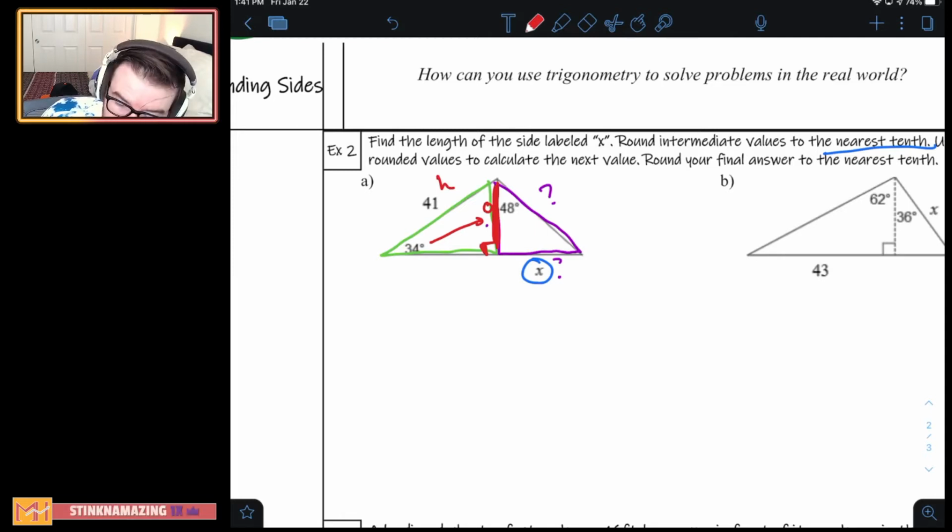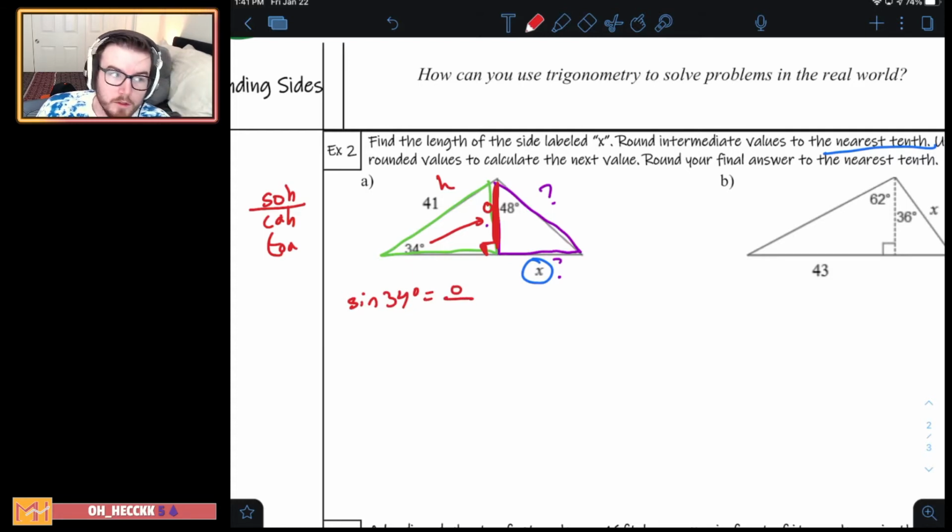So SOHCAHTOA, sine of 34 degrees equals opposite. We don't know it. I'm just going to call it O, because I don't want to confuse it with the x that we're actually solving for, over hypotenuse. And then you multiply by 41, of course, to cancel that out.